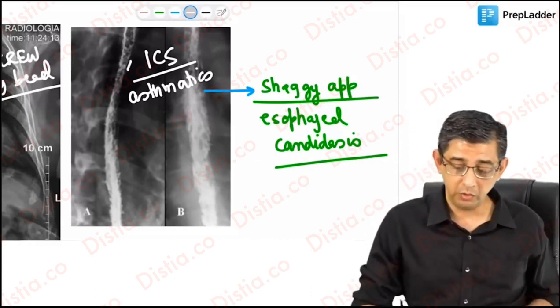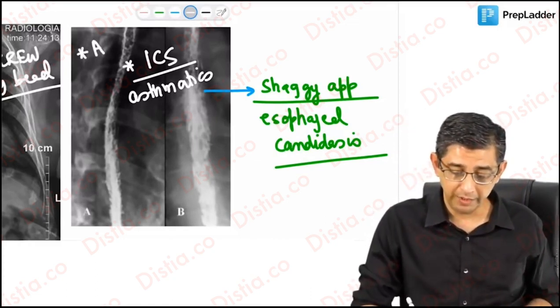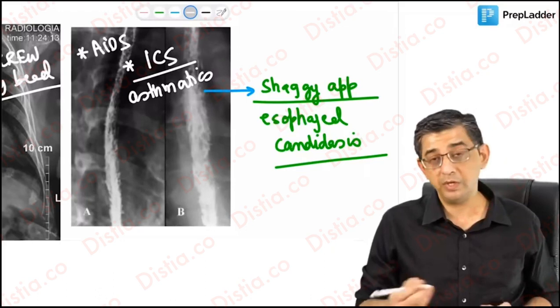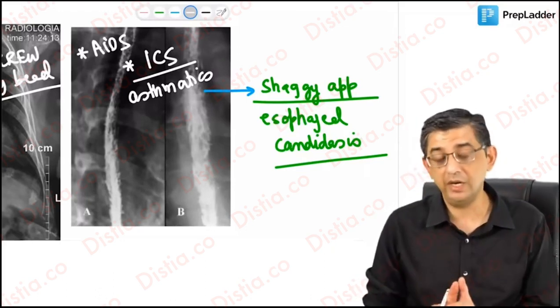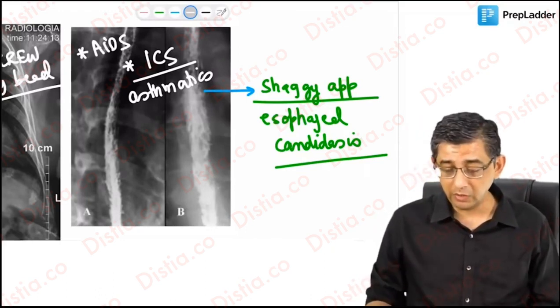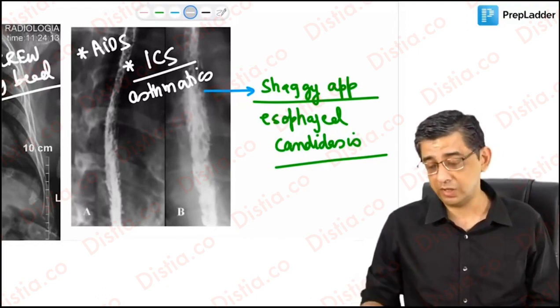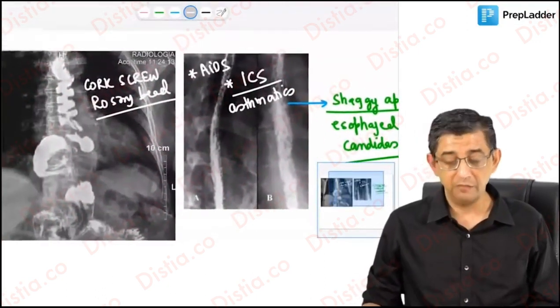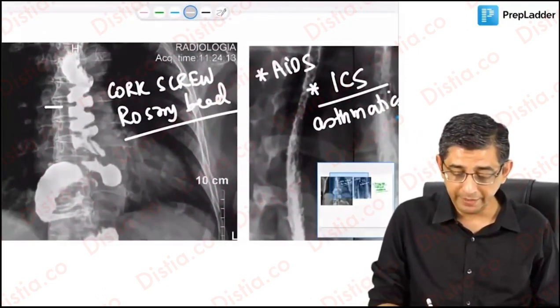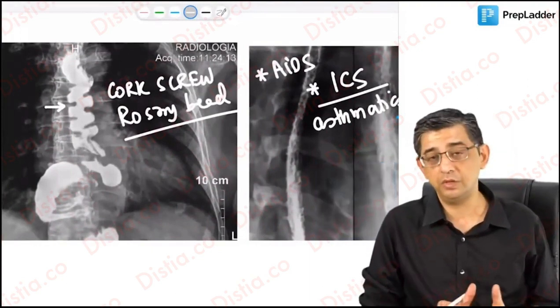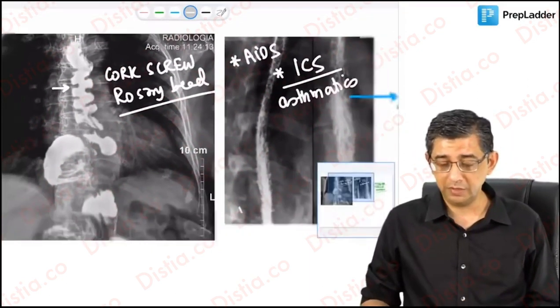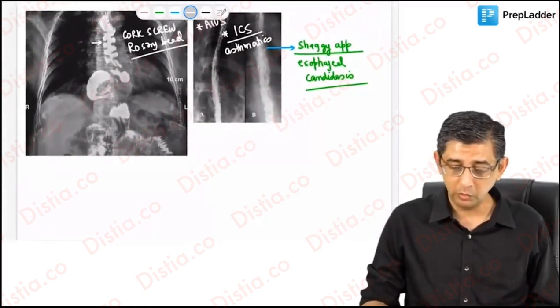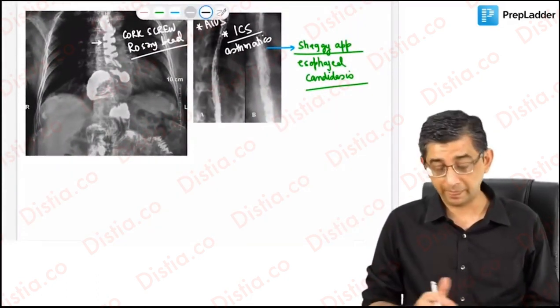So if he gives you a scenario of an immunocompromised person like AIDS, that would be easy, or a person who's an asthmatic and is on inhaled corticosteroids, then this irregular appearance or shaggy margins are in favor of esophageal candida, whereas you can notice very clear indentations, which will help you identify the corkscrew appearance. So I personally feel that there is no reason why the two conditions can ever be missed.